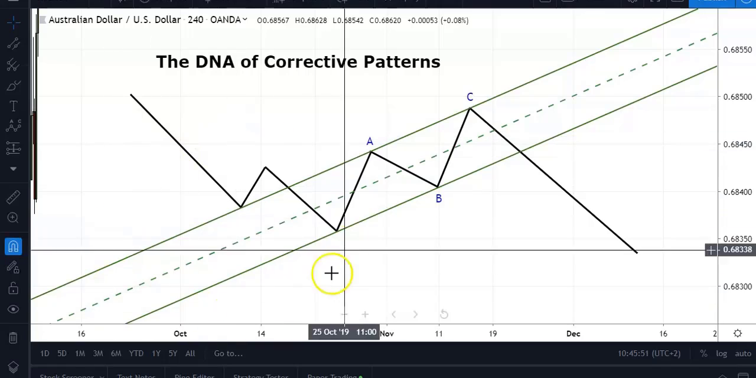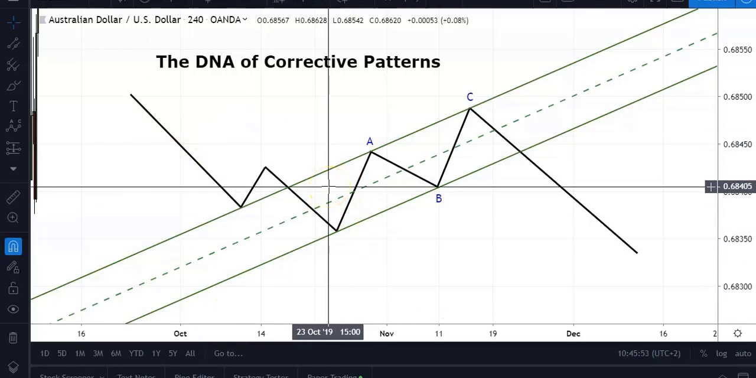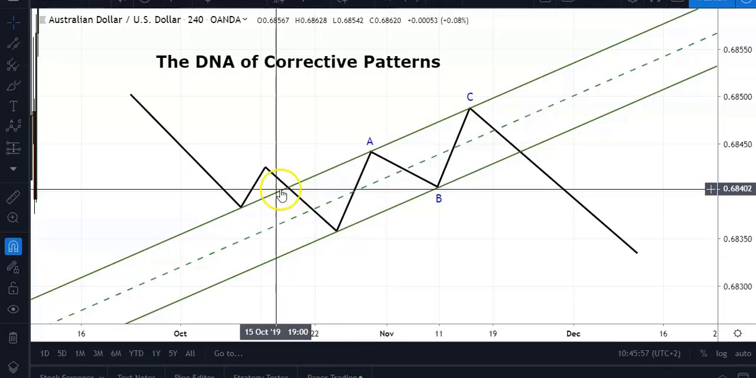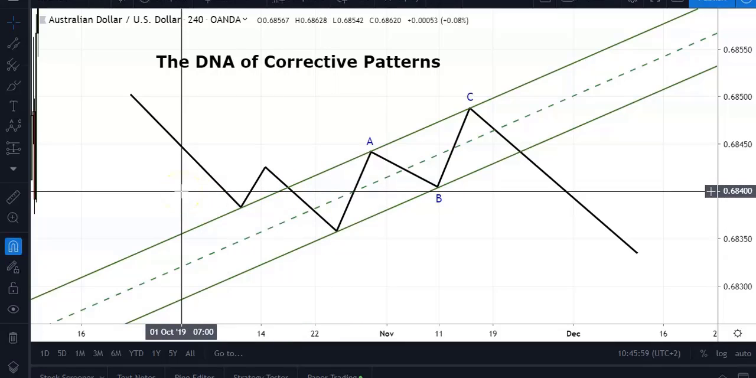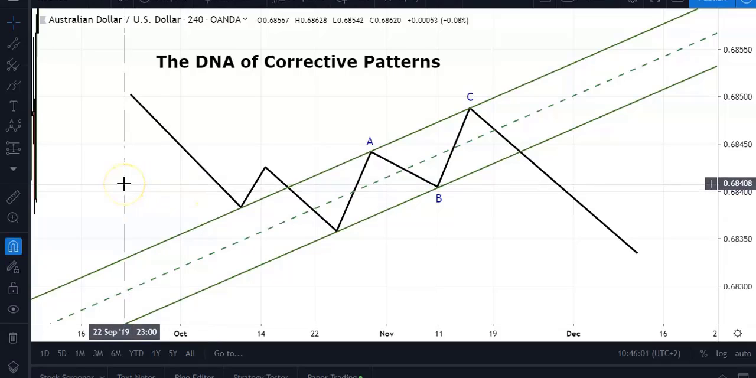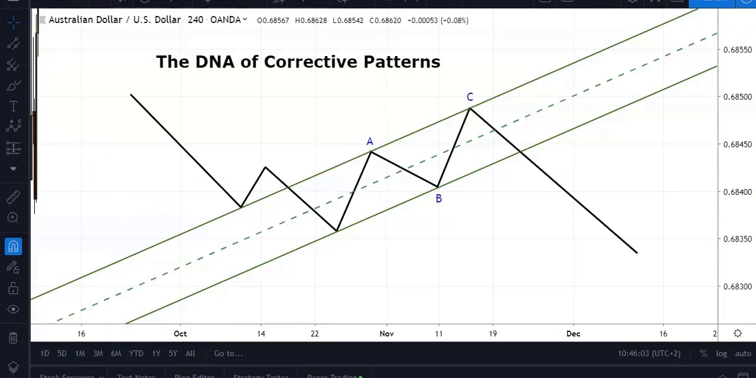in today's video I want to touch on the subject of corrections and look at the DNA of how corrections tend to materialize. After that I'll move on to show you how you could use various market geometry techniques to find the end of these patterns in your own trading.